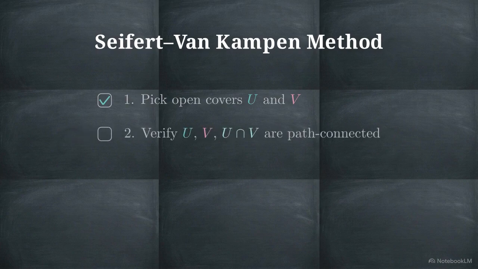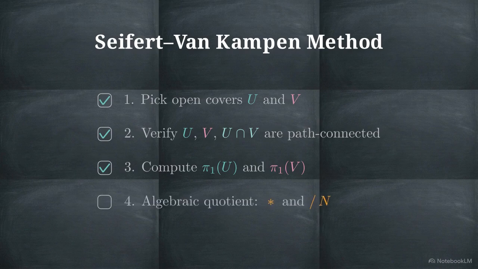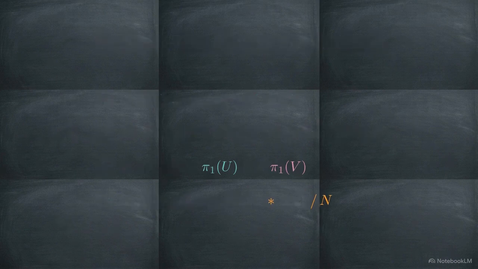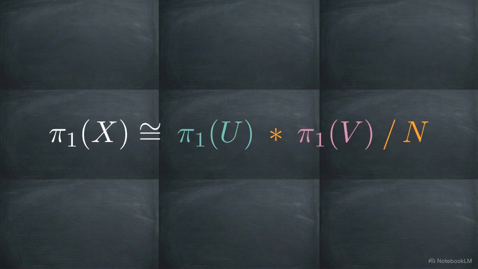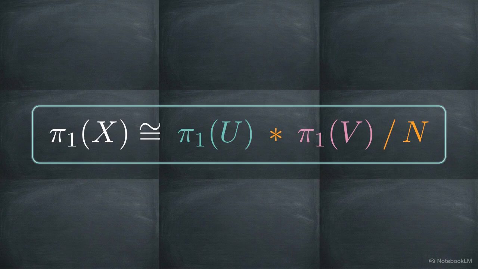This gives us a highly reproducible method. Step 1. Pick open covers U and V. Step 2. Verify the covers and their intersection are path-connected. Step 3. Compute the fundamental groups of the pieces. Step 4. Apply the algebraic quotient. The Seifert-Van Kampen theorem takes spatial structures that are difficult to visualize and translates them into the rules of algebra, making exact topological calculation possible.